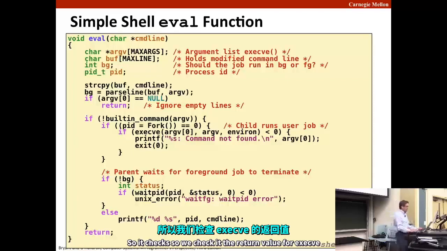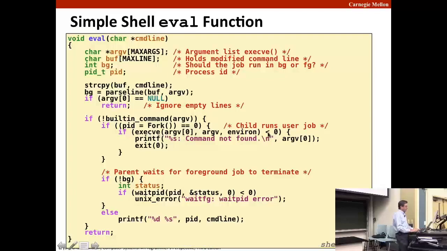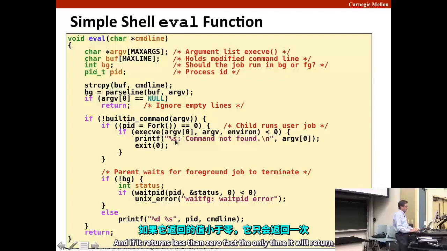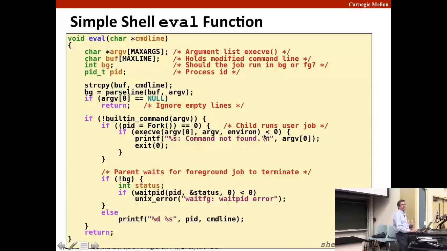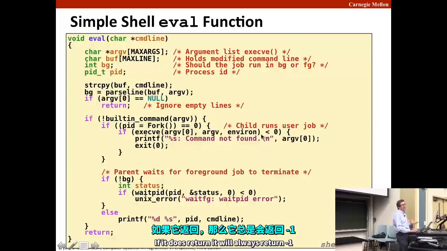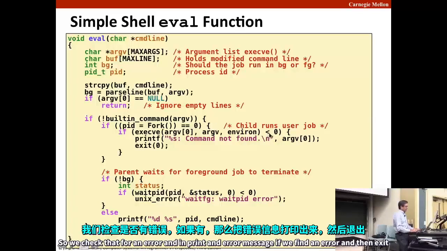So we check the return value for execve, and if it returns less than 0, in fact, the only time it'll return, if it does return, it'll always return -1. But we're just being careful here. So we check that for an error and print an error message if we find an error, and then exit.